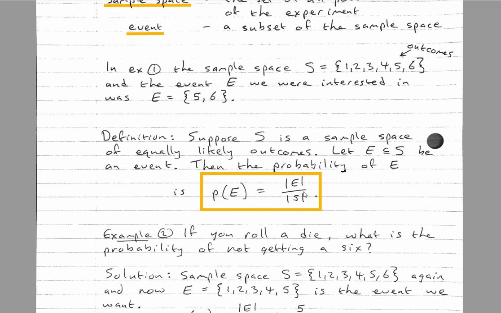So we're dividing like in the example. On the bottom, it's the number of elements in the sample space, and on the top, it's the number of elements in the event. The elements here are just the outcomes. So this is like a function, the probability of the event. So for example 1, it was 2 divided by 6.